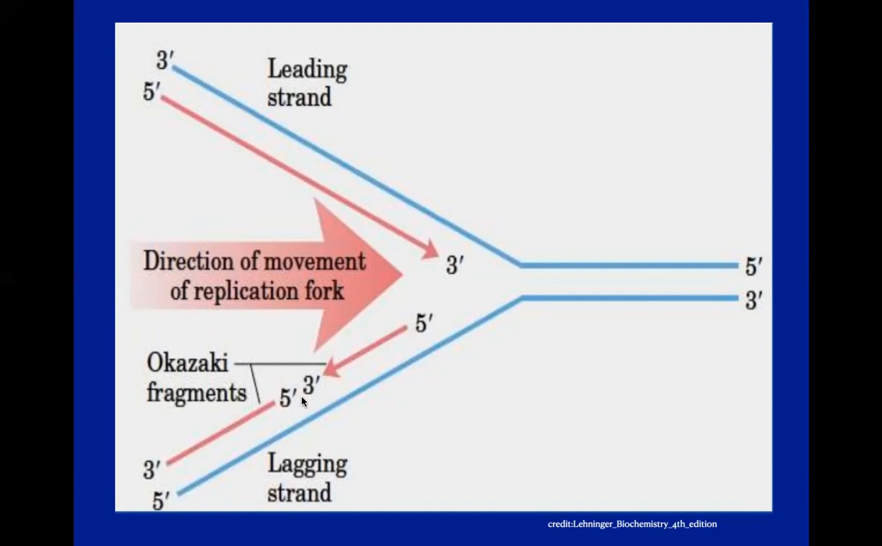So what happens here? Once it unwinds here, there is a primer and it will synthesize in this direction. And after finishing this, the primase will synthesize a new primer here and it starts synthesizing, and DNA polymerase elongates till it reaches the previous newly synthesized strand. Here it stops and then ligase will come and ligate these two. So these fragments are called Okazaki fragments and this strand is the lagging strand. I hope you have understood this.